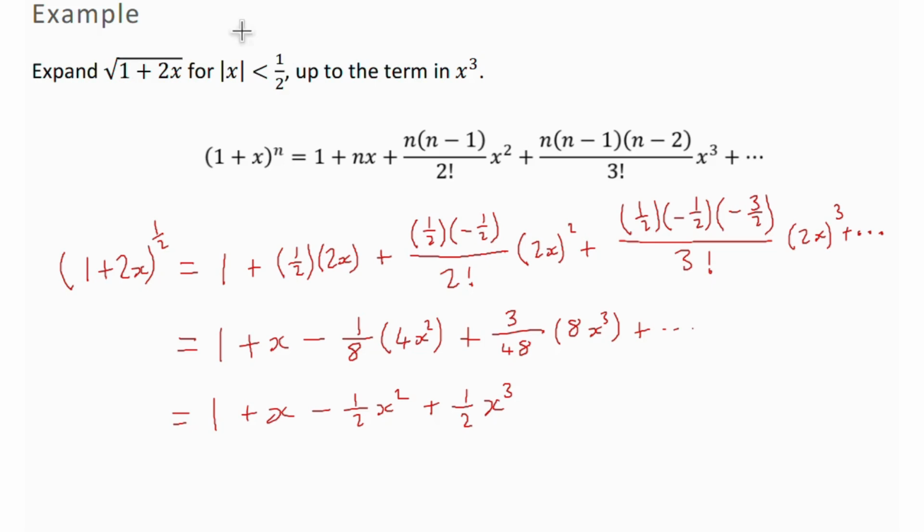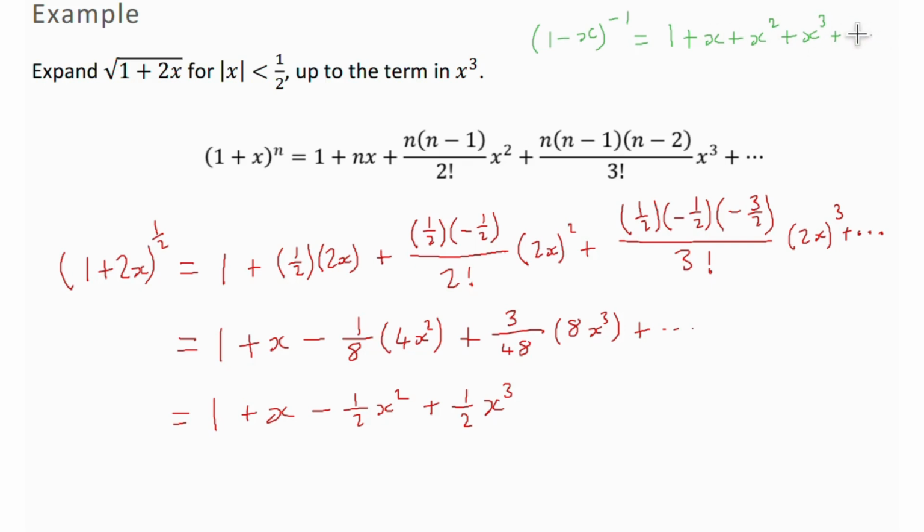Now I said we'd come back to this. This is only true if the absolute value of x is less than a half. The reason for that was because, remember, we started by looking at the series expansion of (1 minus x) to the minus 1 as 1 plus x plus x squared plus x cubed, and this was really the sum to infinity of this infinite series.